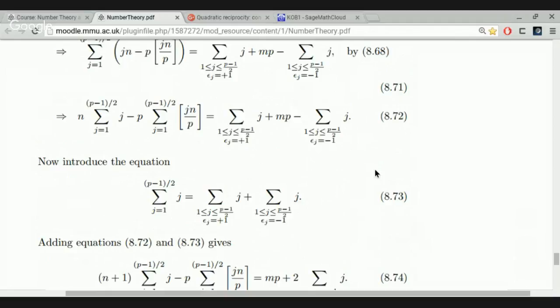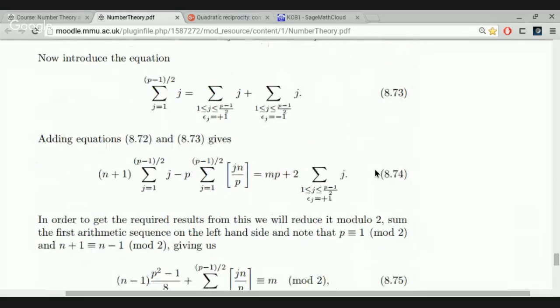This one has a minus sign, this one's a plus sign. So that will get cancelled, and this one will be added to that. We'll just get 2 times this sum. 2 times something is very easy to deal with modulo 2 because 2 times anything is always 0 modulo 2. So that will just disappear when we reduce it modulo 2. So this is what we get when we add those two equations.